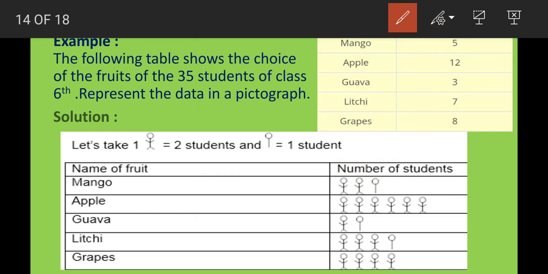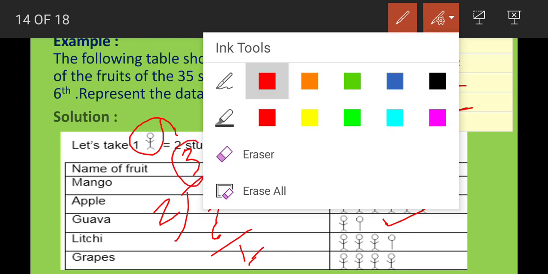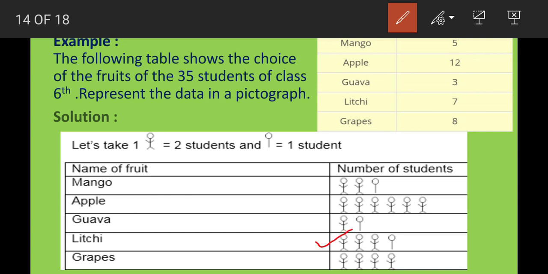Next comes the third one, guava. It is preferred by 3 students. It is 2 plus 1, so we draw one complete picture and one half picture. Look here, in this way you have to draw. The last one, lychee, is preferred by 7 students. How many pictures do you have to draw? Divide 7 by 2. 2 threes are 6 and 1 is the remainder. So you have to draw 3 complete pictures for lychee and 1 half picture to represent one student.